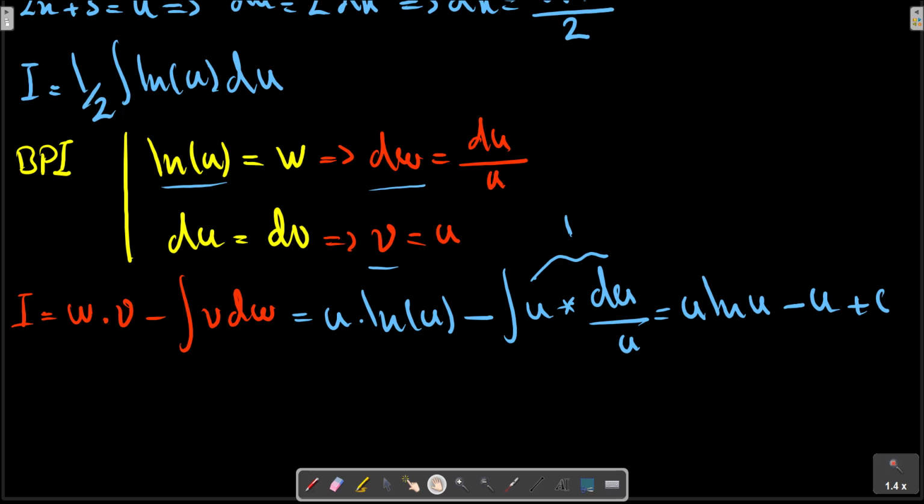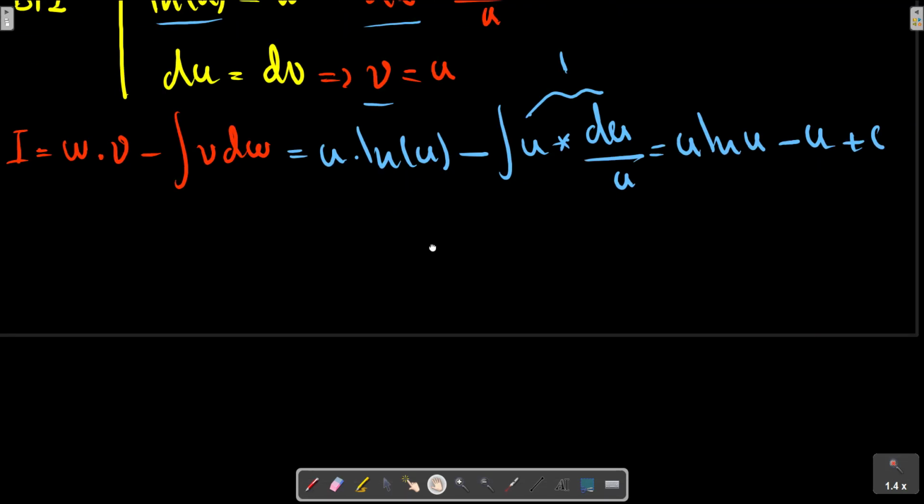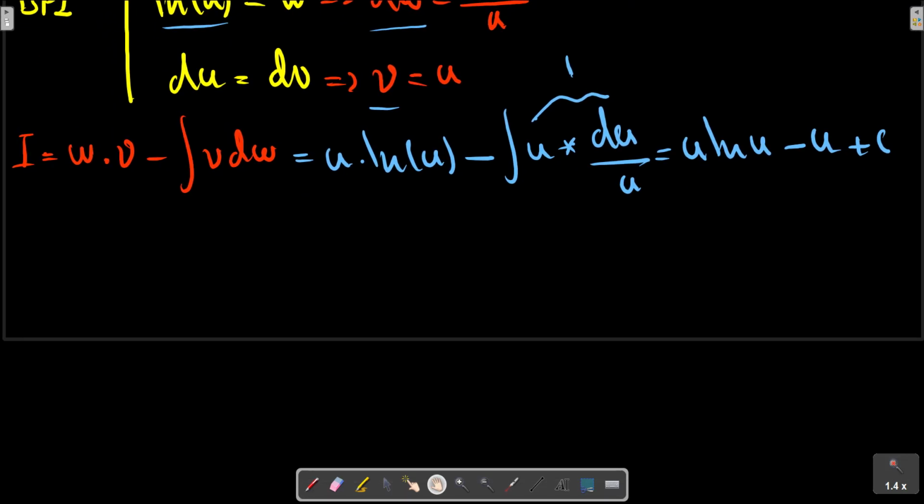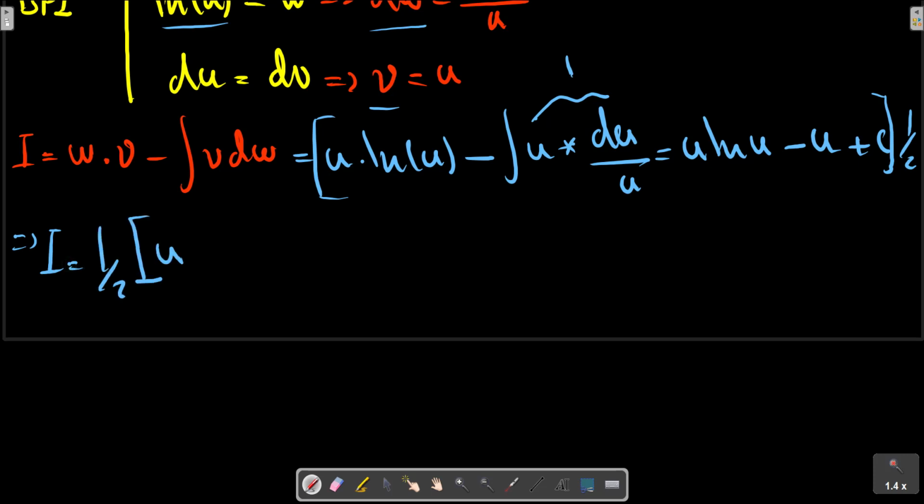We have also 1 second constant here. We should apply it to the result. Our integration is 1 second u ln u minus u plus c.